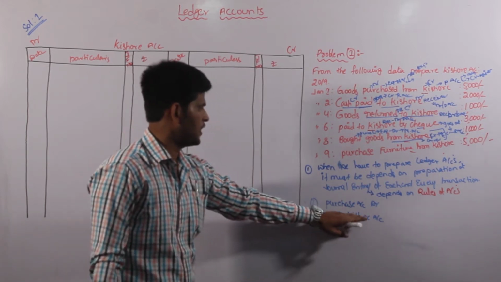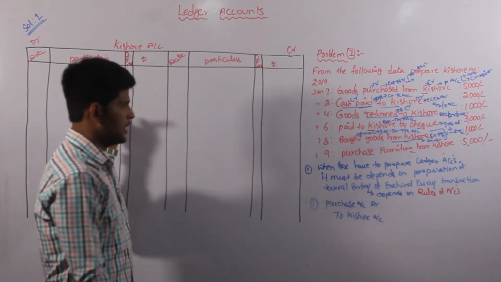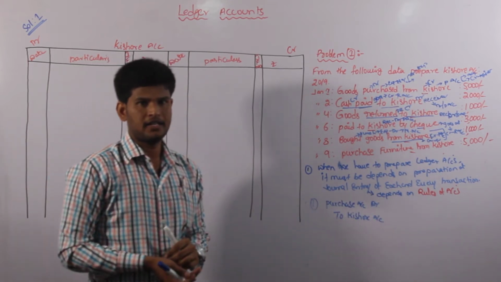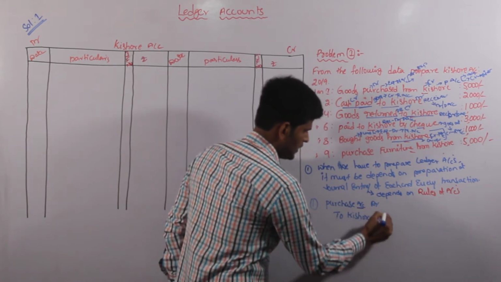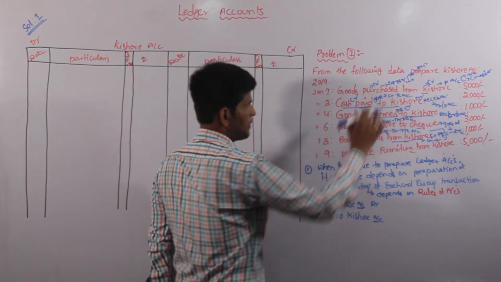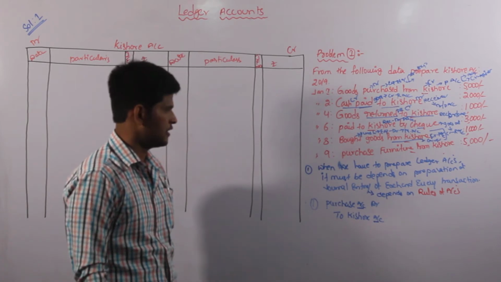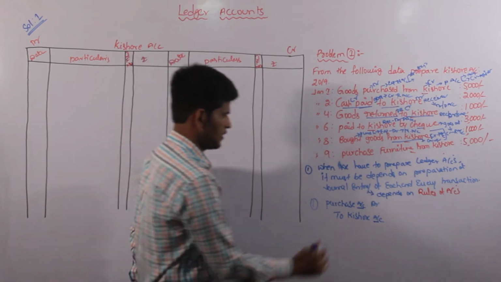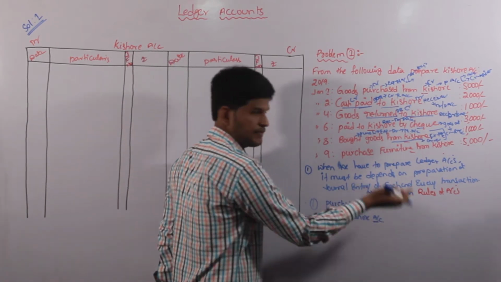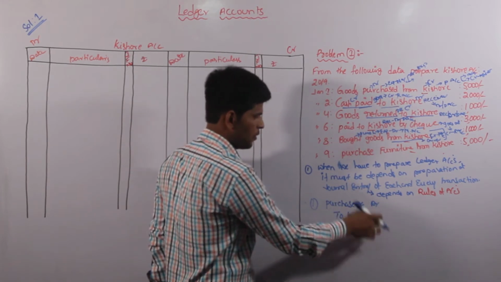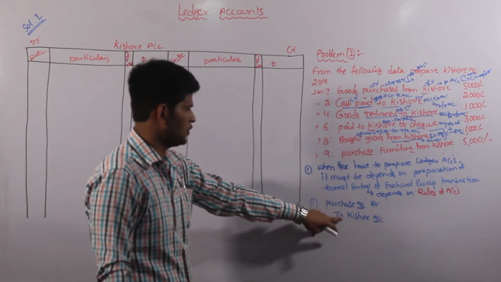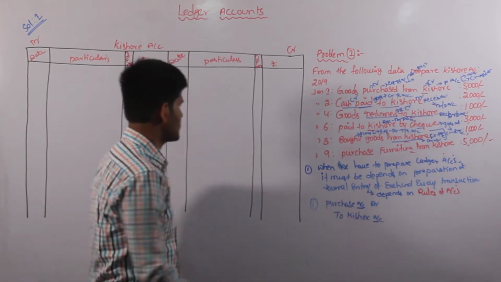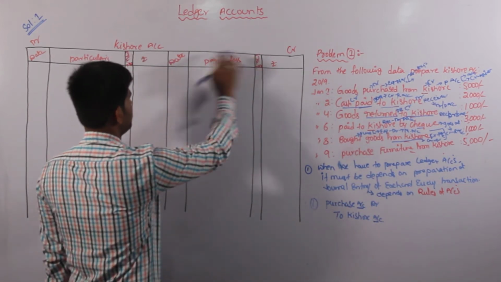After the journal entry, we have to convert this into a ledger account. How can we identify the transactions? We have the account names, which are the names of the persons in the transaction. So we have to convert this into ledger. Purchase account is one ledger account. Kishore account is also one ledger account. So this transaction will be converted into the Kishore account. The debit transaction will be converted into the credit side of the ledger account.